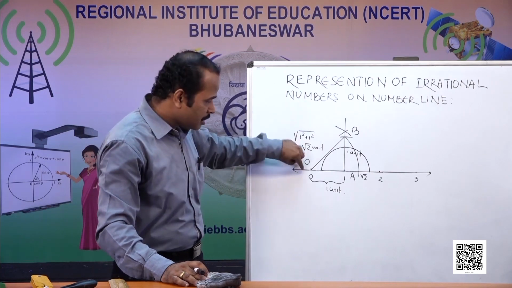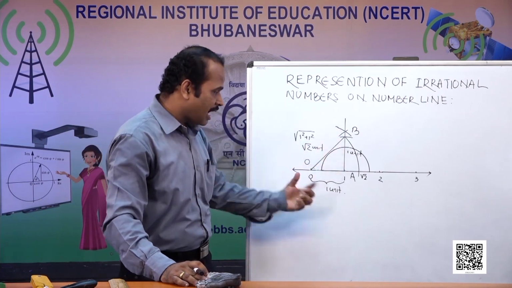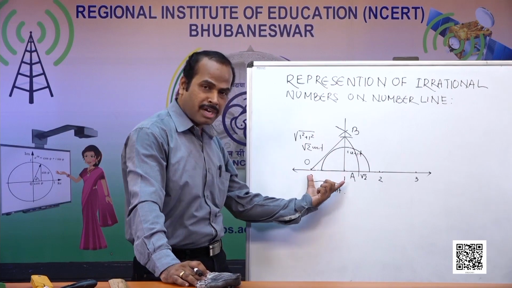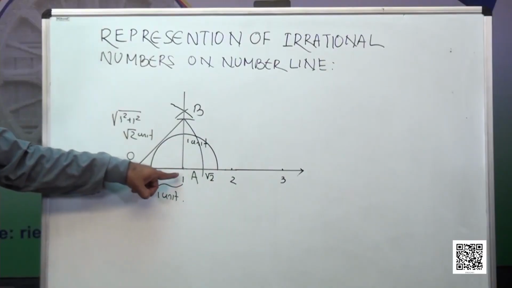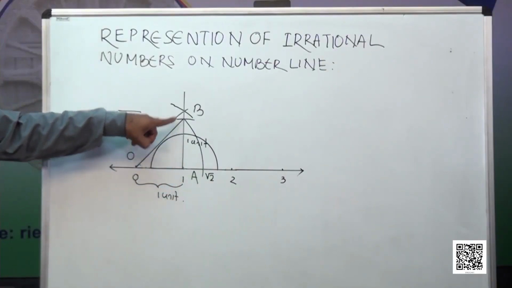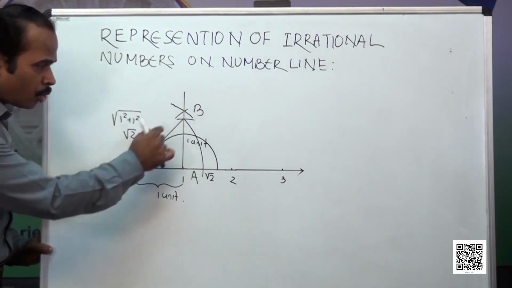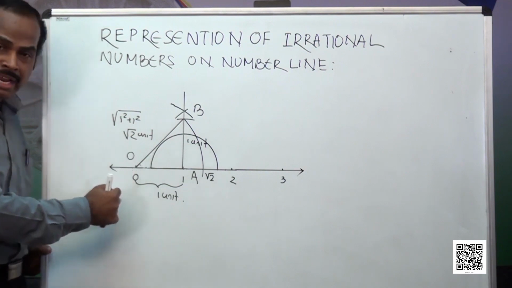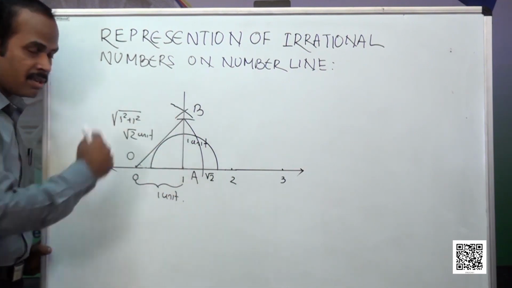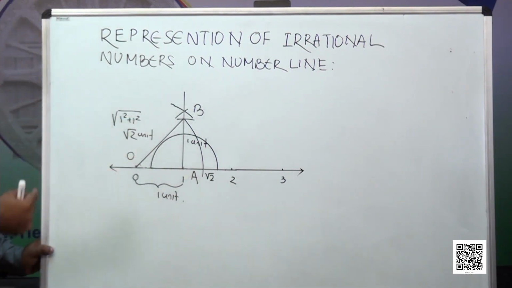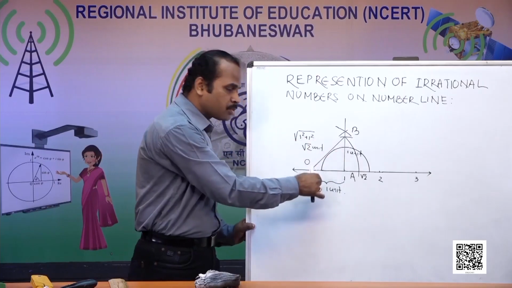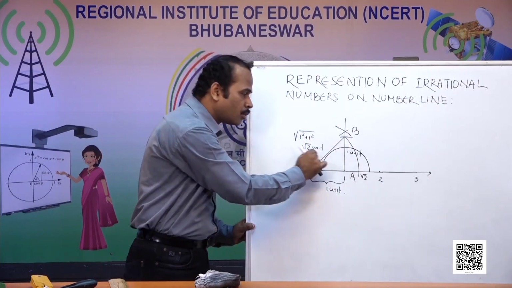Let me repeat again. So this is O, this is A, this is B. I have selected the length OA as 1 unit. At the point A, I drew a perpendicular and took this perpendicular length also 1 unit. Now from O to B I have joined. I created a right angle triangle OAB, whose hypotenuse I got as the square root of 1 square plus 1 square. It is root 2 unit.